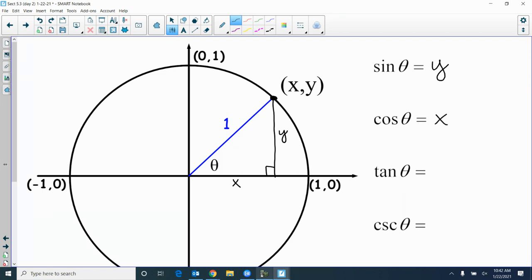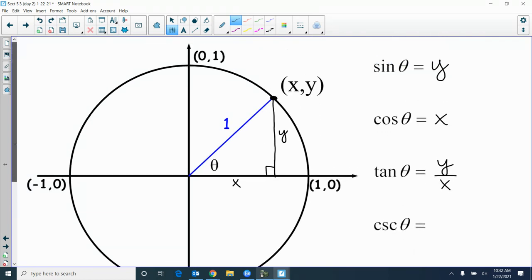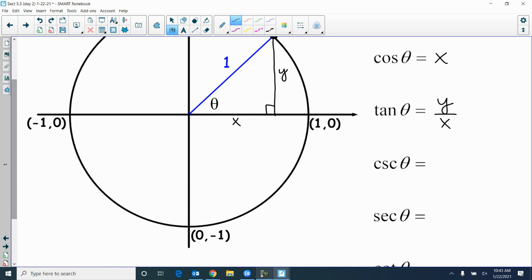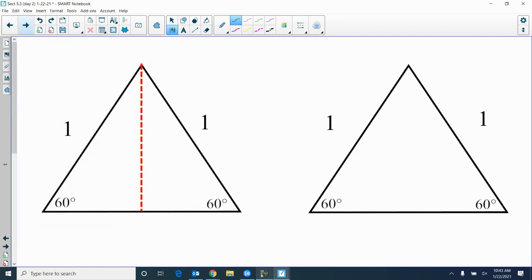What's our tangent? Y over x. Opposite over adjacent. Cosecant is going to be 1 over y. It's normally r over y, but our r is 1. 1 over x for secant, and cotangent is x over y. Agree? Okay. So now those are the key points to build up this unit circle. I'll get to that picture there in a second.